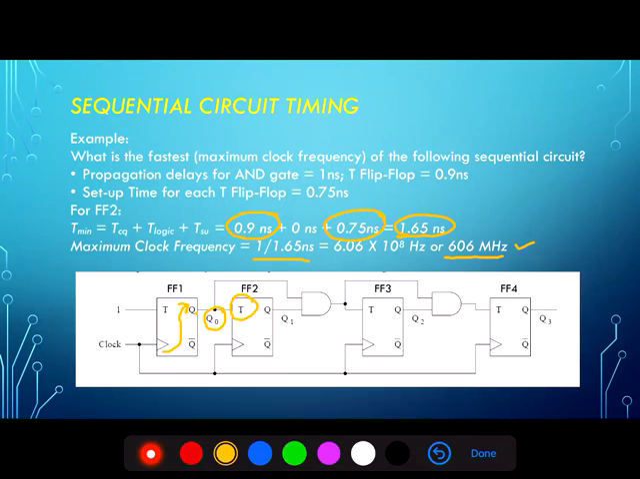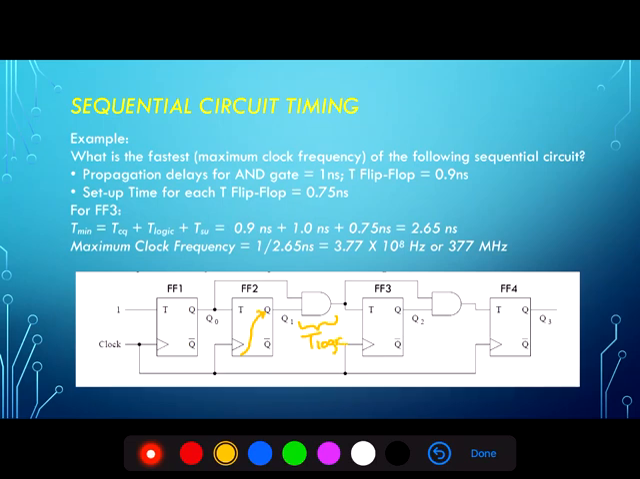Now let's take a look at flip-flop 3. In flip-flop 3, what do we have to wait for? Well, again, we have to wait for the propagation delay, or TCQ, through flip-flop 2, so that once the clock edge triggers, Q1 is ready to go. Then we have to wait for the logic delay associated with this AND gate. And then again, we have to wait for the setup time with the input T to the third flip-flop.